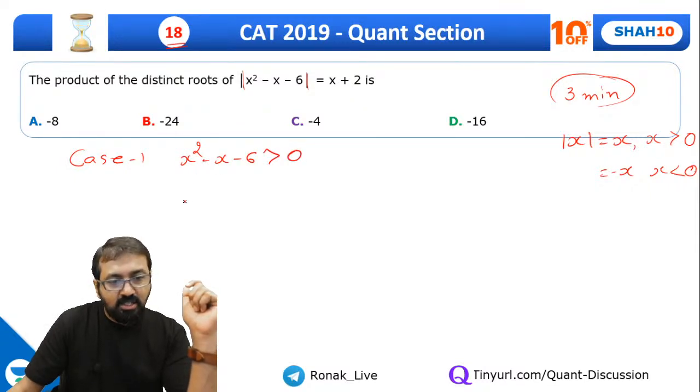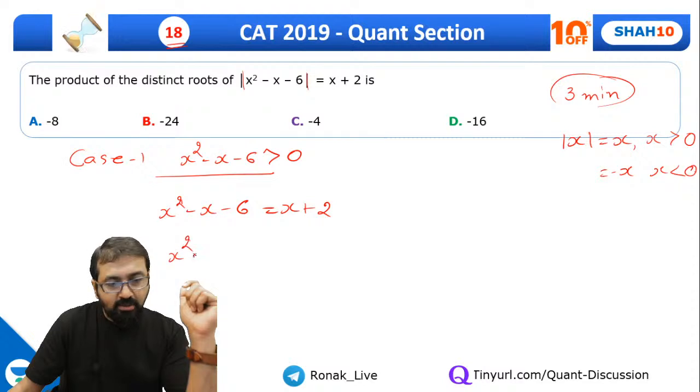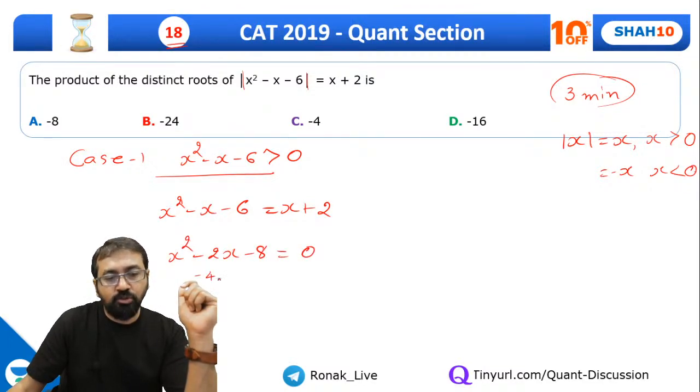So in that case, what will happen? x square minus x minus 6 equal to x plus 2, or you can say, if you solve this, you will get x square minus 2x minus 8 equal to 0. If you find out the roots, so this will be minus 4 plus 2, so roots will come out to be 4 and minus 2, right?